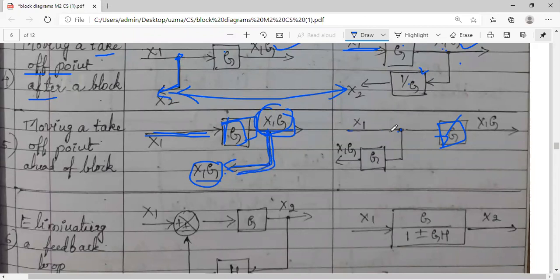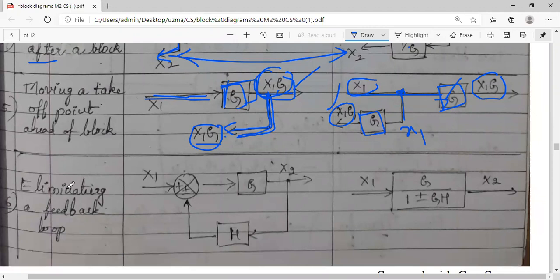Observe here the equivalent diagram. There is x1 input with the gain g, output is x1 into g. From the takeoff point, when I take the signal, the actual signal is x1, right? Here it is x1, but I want x1 into g. That's why I multiply it with g, so that I will get x1 into g in both the cases. So this is the fifth rule about the takeoff point moving either after or ahead of the block.